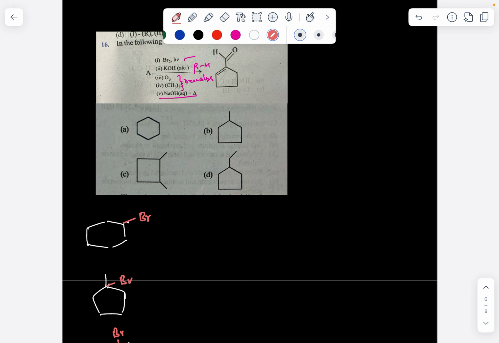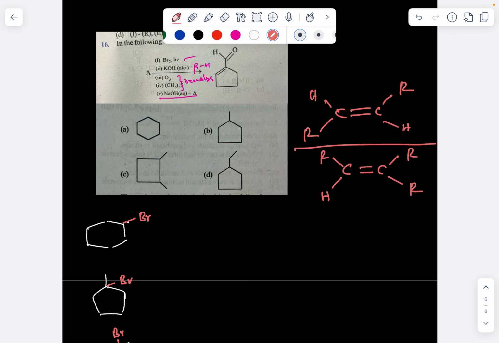The Zaitsev rule talks about the carbon-carbon double bond. The carbon-carbon double bond that consists of more R groups is known as the major product. In this particular two double bond system, here I have a 2R system, and here there is a 3R system. So this would be the major product, and this would be the minor product.